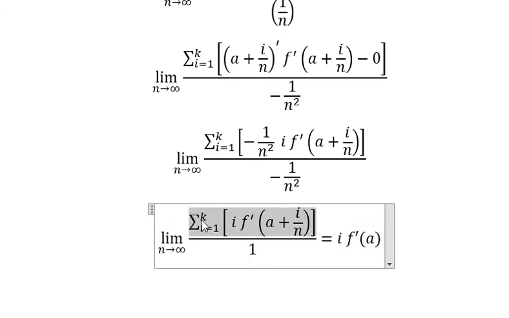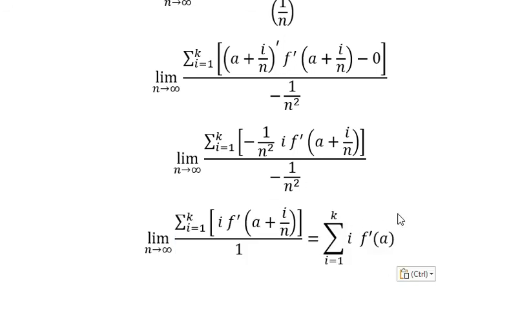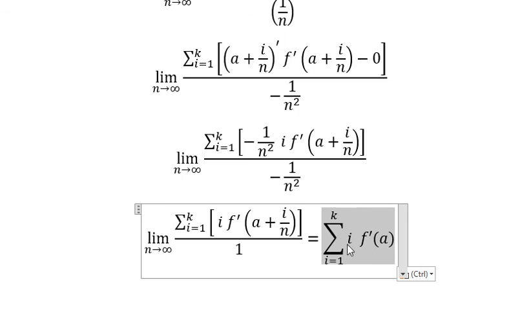Oh sorry, I forgot about the summation in here. And this is the final answer. This is the correct one.